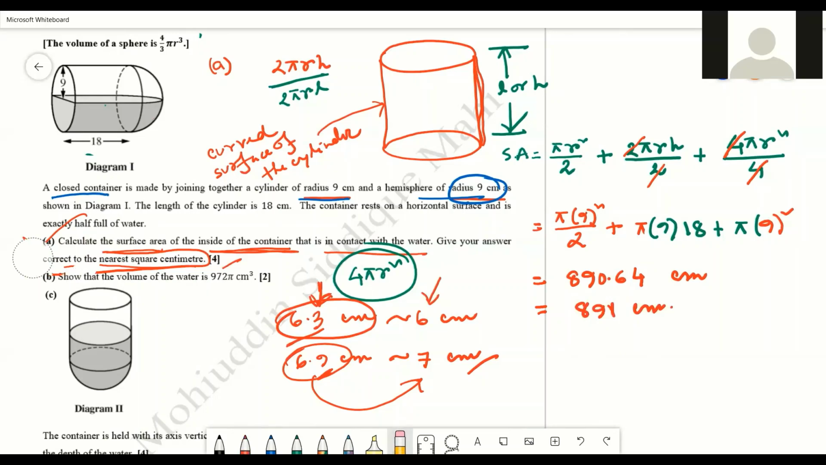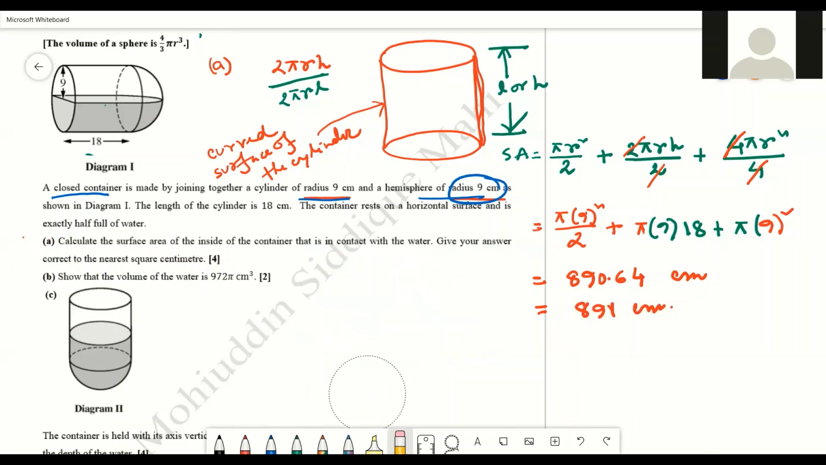In question B, we have to show that the volume of the water is 972 pi centimeter cube. I mean, the amount of water the container is holding, we need to find the volume of that water. Again, as this closed container is a combined structure of a cylinder and a hemisphere, we need to use the formula for both the cylinder and the hemisphere. Let's find out. The mark is 2 because the working is not as much as question A.